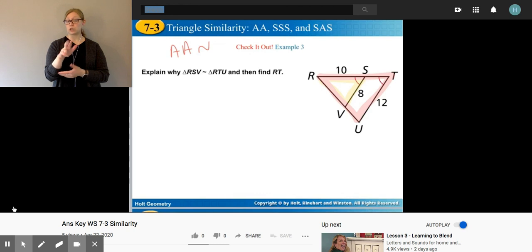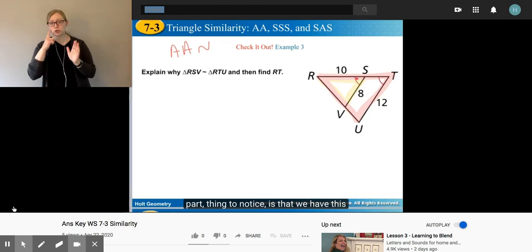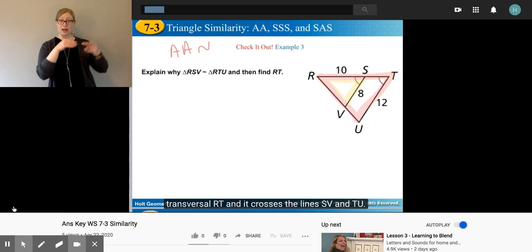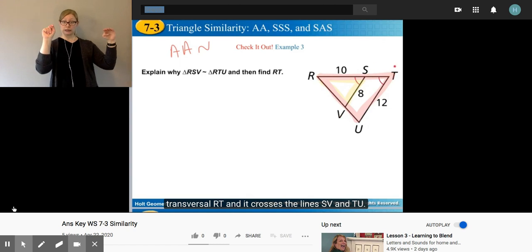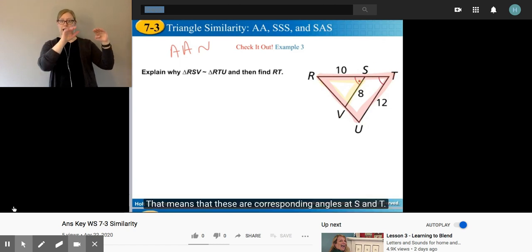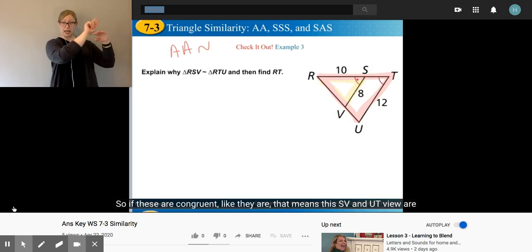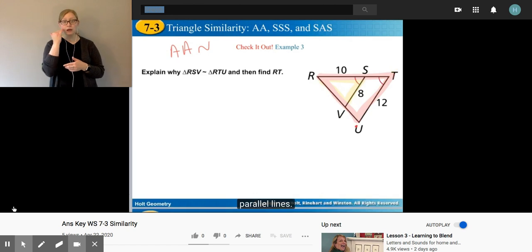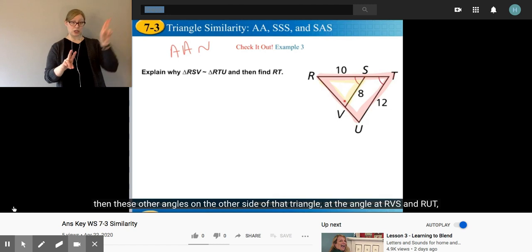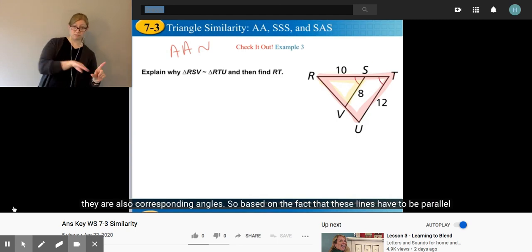The first thing to notice is that we have this transversal RT, and it crosses the lines SV and TU. That means that these are corresponding angles at S and T. If these are congruent like they are, that means that SV and UT are parallel lines. Well, if these are parallel lines, then these other angles on the other side of the triangle, at RVS and RUT, are also corresponding angles.